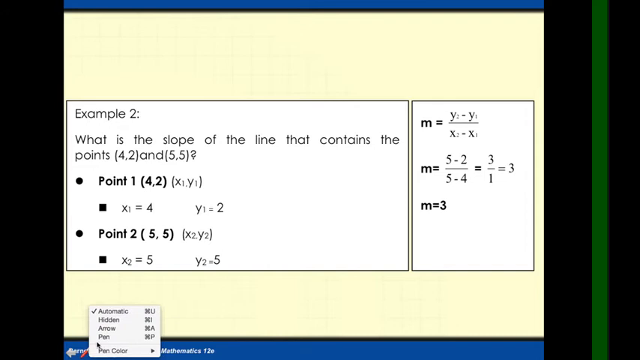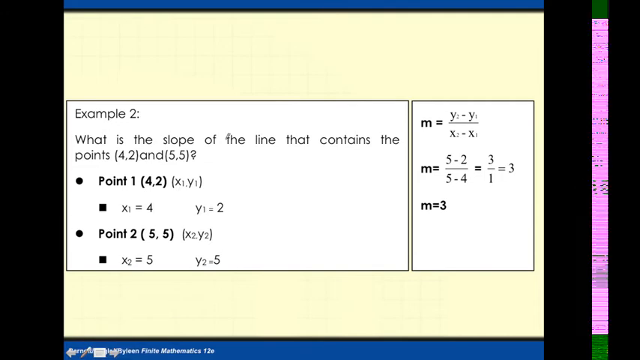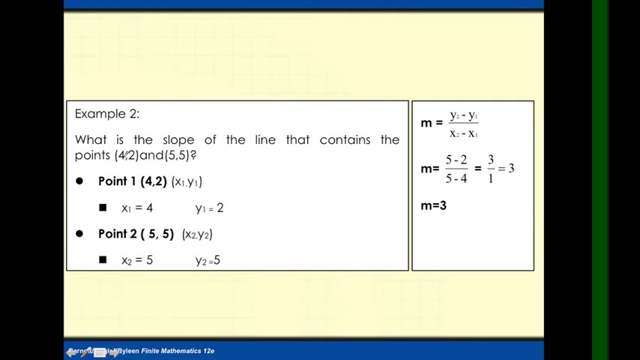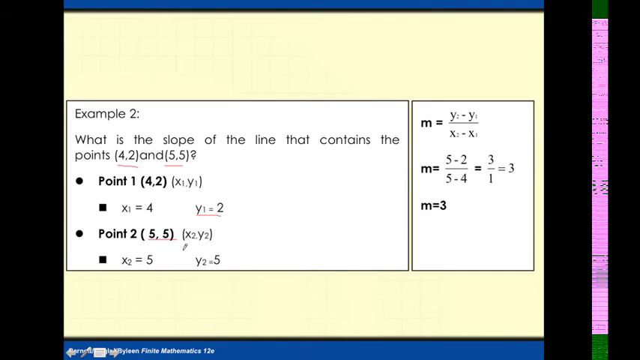For this example, we have: what is the slope of a line that contains the points 4, 2 and 5, 5? For point 1, 4, 2, we have x sub 1 equal to 4 and y sub 1 equal to 2. For point 2, we have 5, 5, so x sub 2 is 5 and y sub 2 is 5. Remember that the first number is the x and the second is the y for the ordered pairs.